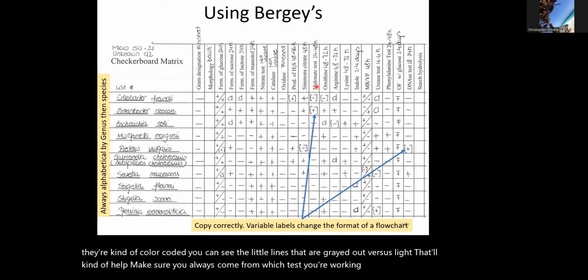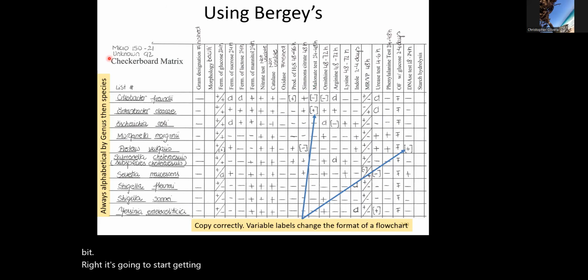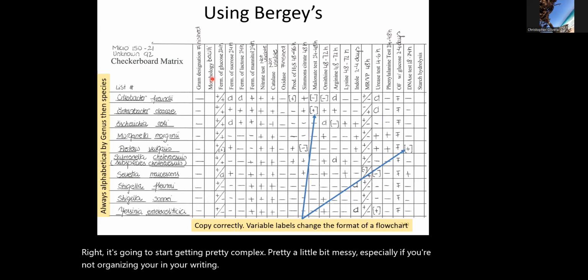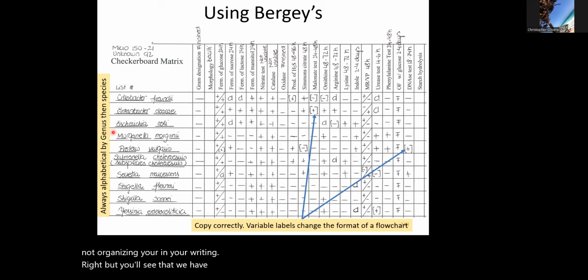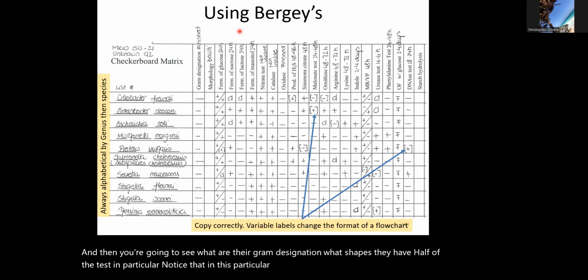Now, as you complete your matrix, you'll notice it's going to start looking like this a little bit. It's going to get pretty complex, a little bit messy, especially if you're not organized in your writing. But you'll see that we have a list of the organisms. Typically, you want to try and alphabetize these to keep them organized. And then you're going to see their gram designation, what shapes they have, and how they test in particular. Notice that in this example, somebody was annotating how long it took for a particular test, or any type of little notes.